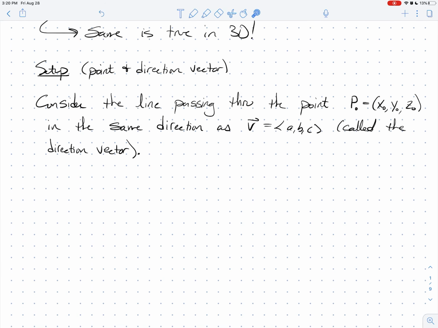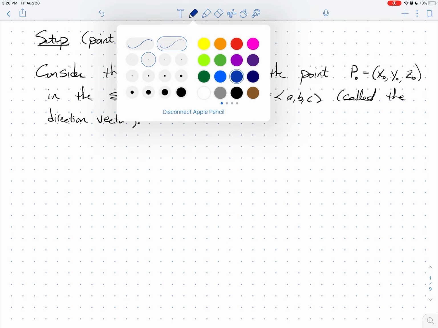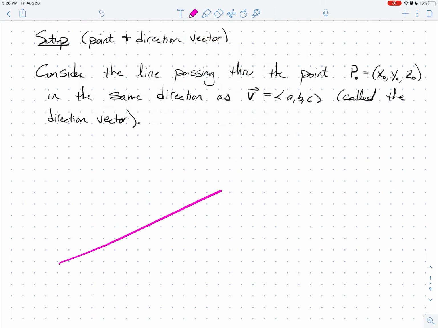So let's consider the line passing through some arbitrary point, and then it goes in the same direction as this random vector v. We're going to call v the direction vector. So let's do pink, and let's make our line a little bit bigger. Okay, there's my line, and we'll say that this point is the point P naught, because P naught lies on the line. V is parallel to the line, so V we could think about as floating out here somewhere, but I'm actually going to drop V on the line itself. We're going to put it right there.